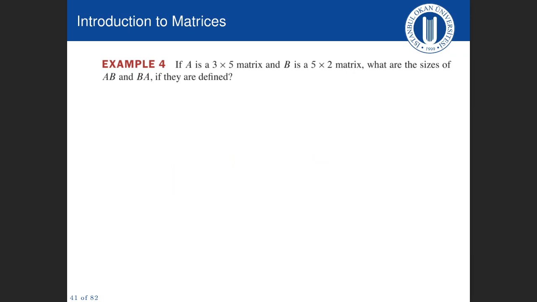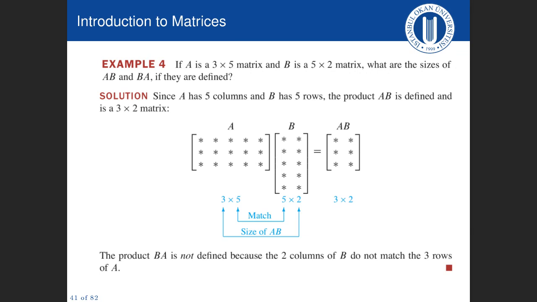So, for example, an example I've taken from a textbook, if A is a 3 by 5 matrix, 3 rows and 5 columns, and if B is a 5 by 2 matrix, what are the sizes of AB and BA if they are defined? First, let's look at AB. A is 3 by 5, B is 5 by 2. These inside numbers are 5, and these are the same. So this is defined, and to define the size of AB, we look at the outside numbers, 3 by 2.